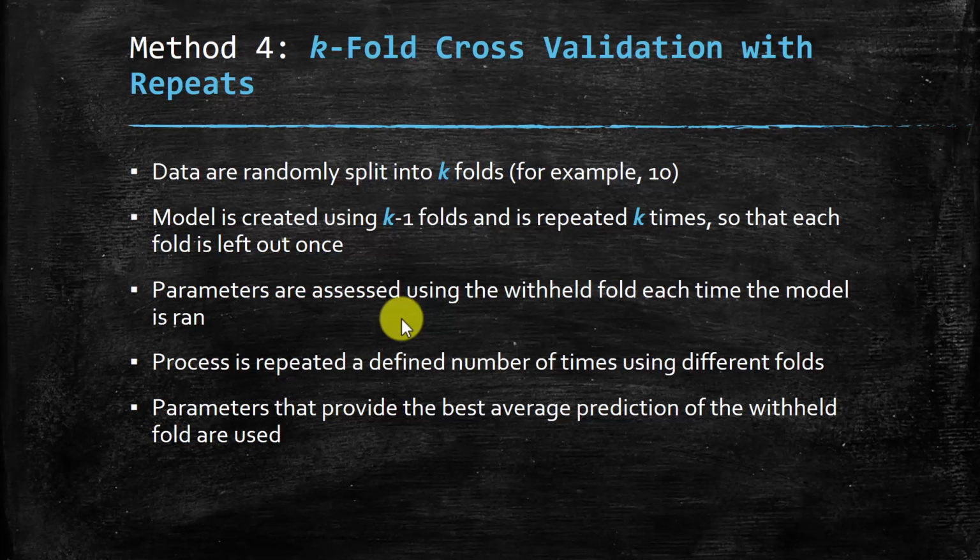So for example, if you did 10-fold cross-validation with 5 repeats, then that means that you would create 10 folds, run that 10 times, holding out one fold, get the average. Then you would do it 5 more times with different random folds. So it just adds some more variability into the prediction.